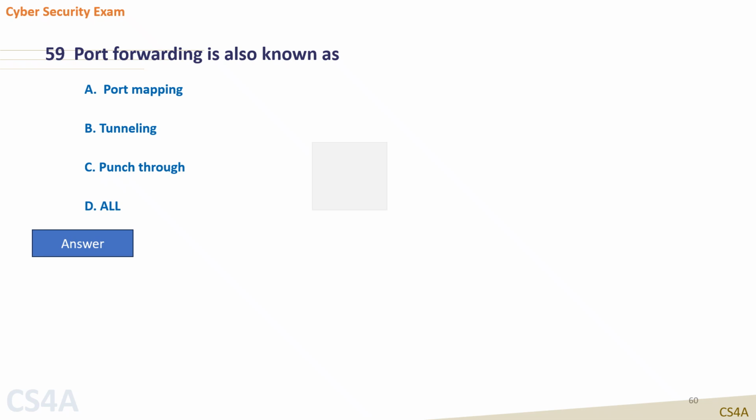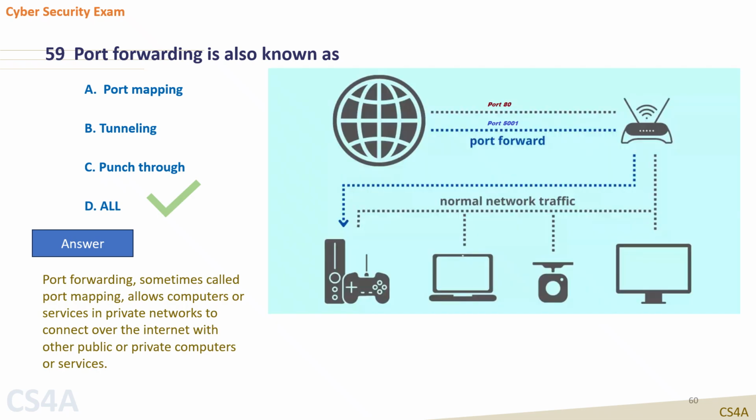So if we enable port forwarding and let the port be enabled, through that port the outside public computer can connect to the private computers. And option D is the correct one. Port forwarding is also known as all of the three. So this is a pictorial representation of port forwarding. Here the port 8001 is enabled for forwarding.